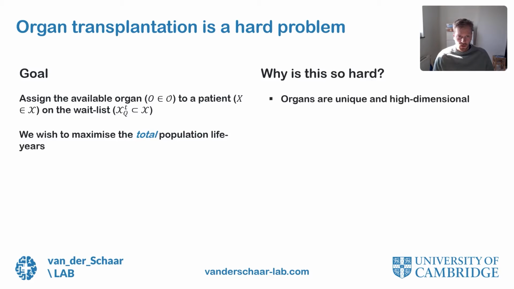First of all, organs are unique and high dimensional. We only see the same organ once, in contrast to other ITE settings where we, for instance, want to assign chemotherapy or radiotherapy to a cancer patient. There is plenty of chemotherapy, but this is not the case for organs. Choosing a patient on the waitlist also means not choosing other patients on the waitlist.